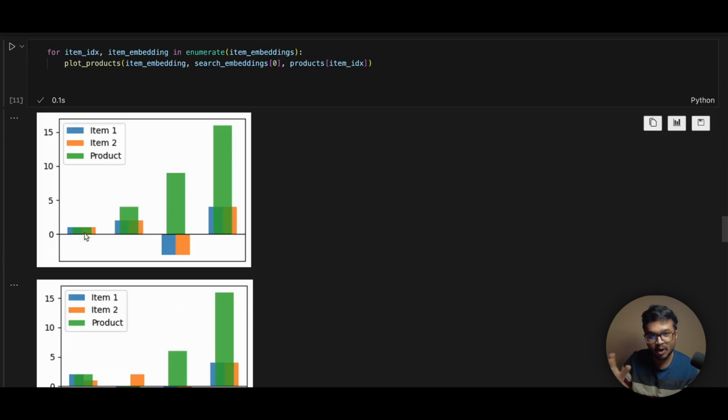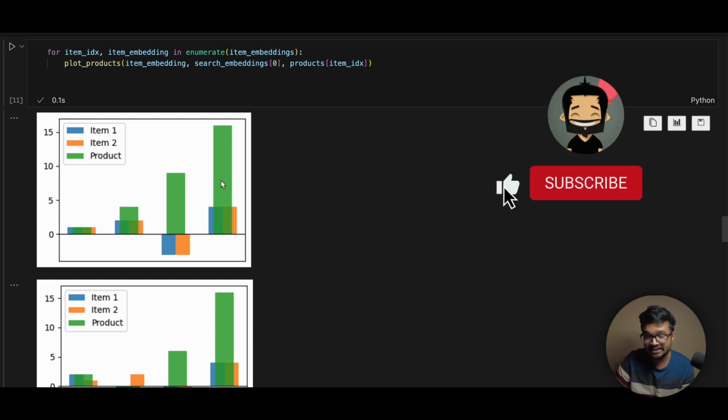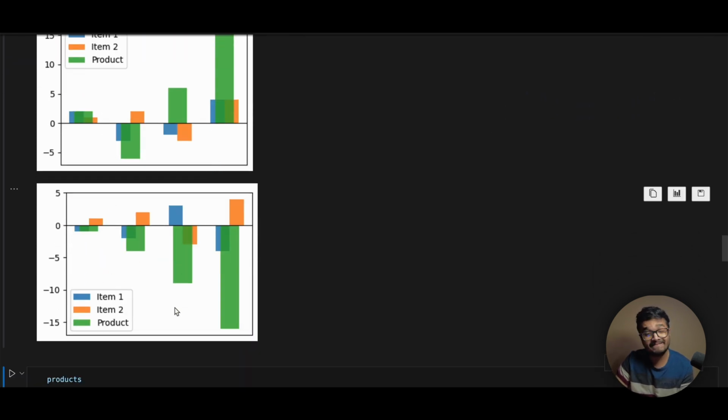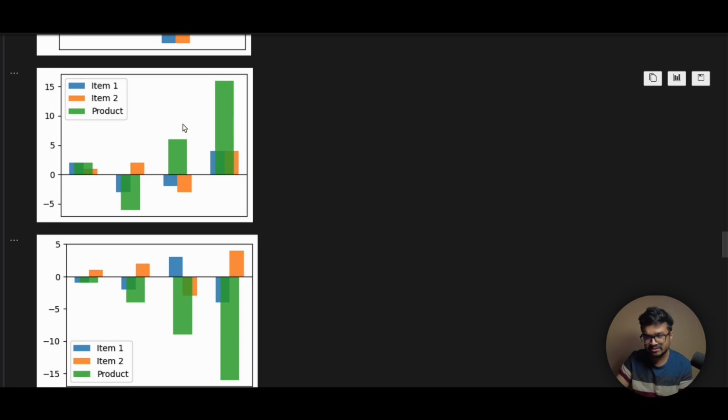And here I've also plotted the embedding values and the product values to show what they look like. And you can see that this green bar basically shows the product of those 2 embedding values. And you can see that for item 1, they all have high values. And with item 3, they all have negative values. And for the second item, it's somewhere in between.